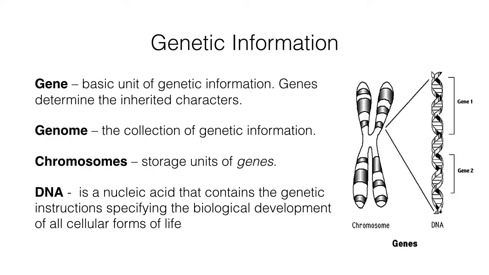Okay, so here are some information that are important. So it is important for you to know the difference between gene, genome, chromosome, DNA. So on the chromosome, there will be genes, and then a collection of this genetic information is what we call genome. And then the DNA is actually, when you look closely into each gene, it's actually made up of nucleic acid. So it contains the genetic instruction which specify the biological development of all cellular forms of life.